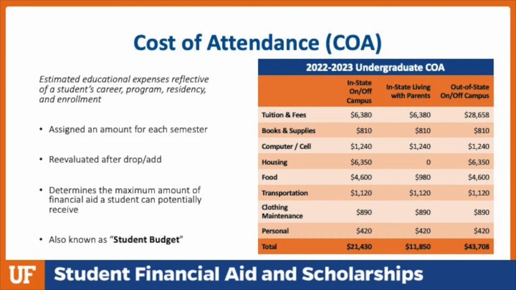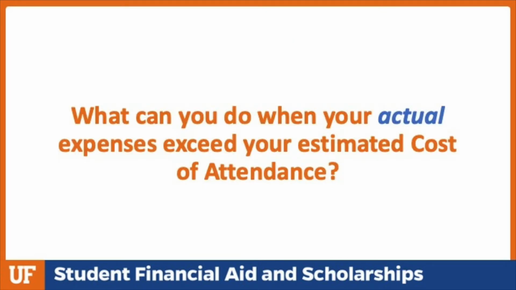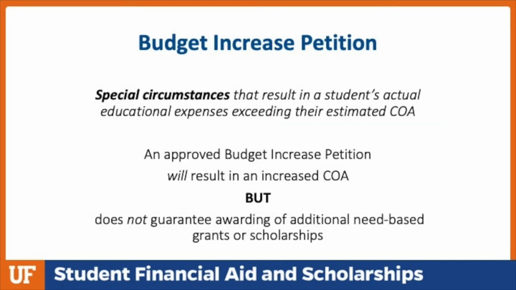Students receiving federal financial aid cannot be awarded over their cost of attendance budget. Due to special circumstances, however, some students may experience higher expenses in their cost of attendance components than other students. So what can you do when your actual expenses exceed your estimated cost of attendance? Well, students can submit a budget increase petition. The budget increase petition allows our office to consider educational expenses that exceed the standard cost of attendance. If approved, the student's cost of attendance will be increased, creating more room in the student's budget for additional aid.